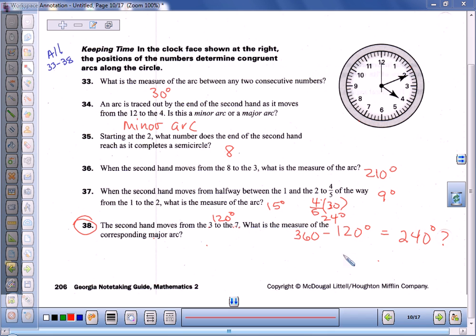Alright, on this one, it says halfway between the 1 and the 2. Well, there's 30 degrees between each of the numbers. So halfway would be 15. And then 4/5 of the way would be 4/5 of 30, which is 24. And the difference in those two, 24 minus 15, is where we get the 9 from. Were you guys good?